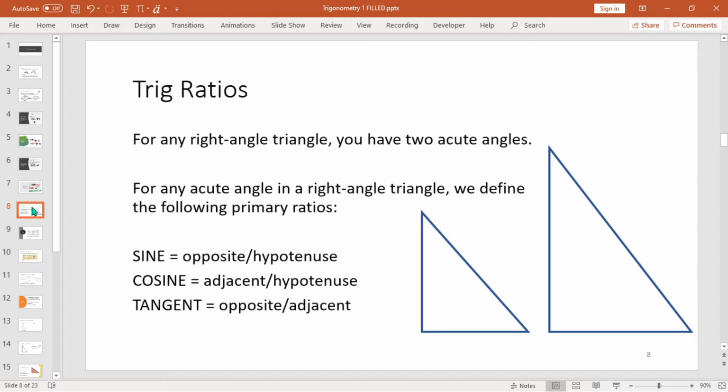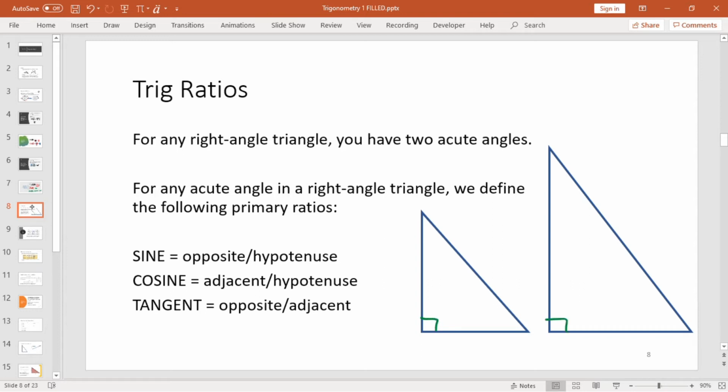Okay, so these trig ratios, we have 3 primary trig ratios we call sine, cosine, and tangent, and all they are basically a decimal that's created when you compare different sides of right-angled triangles. So I'm going to touch on this quite a bit.